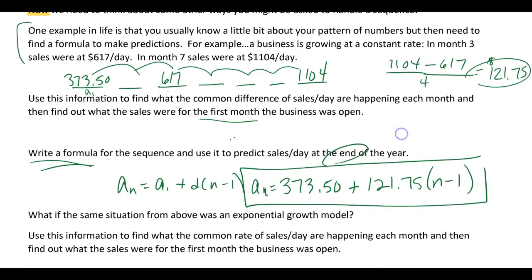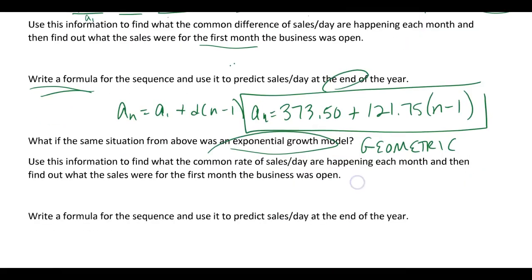So now we're going to look at the same situation, so the same data from above, but instead of it growing at a constant rate, it's going to grow at an exponential rate. What this means is if you see that word exponential, we do need to start associating that with a geometric sequence. It means we have a common rate or a common multiplier.